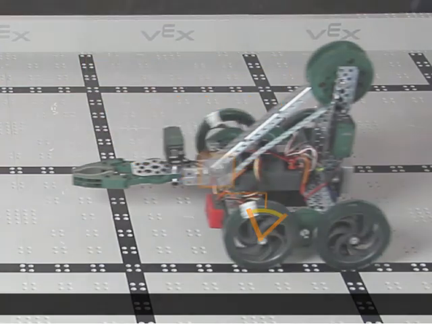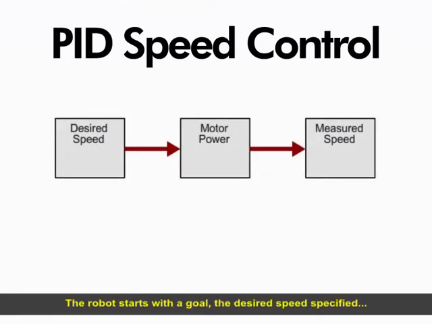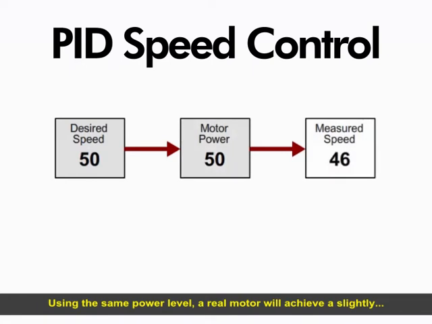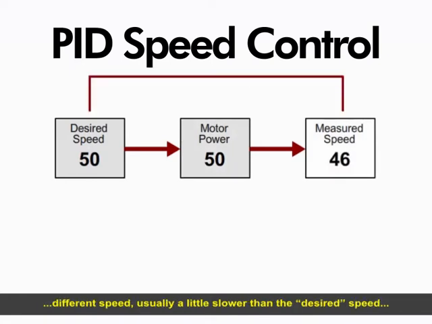Here's how it works. The robot starts with a goal, the desired speed specified by the programmer in the program. Now, if your motors were perfect, ideal motors, all you would need to do is set the power of the motor to match the desired speed, and that would be that. Real motors very rarely match up perfectly with ideal motors. Using the same power level, a real motor will achieve a slightly different speed, usually a little slower than the desired speed, due to the effects of friction on the motor and the wheel.